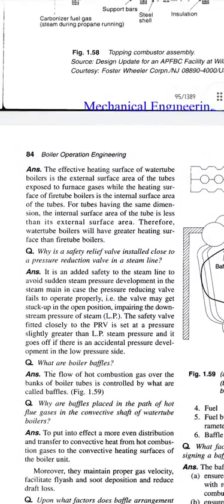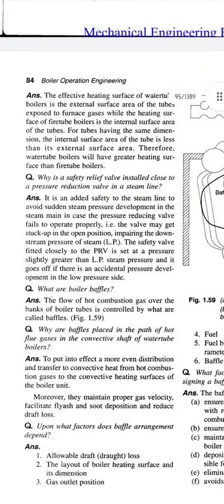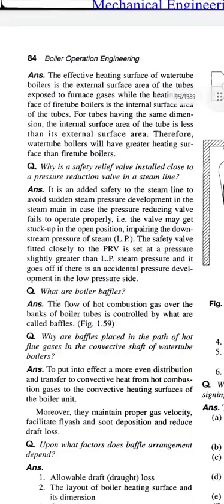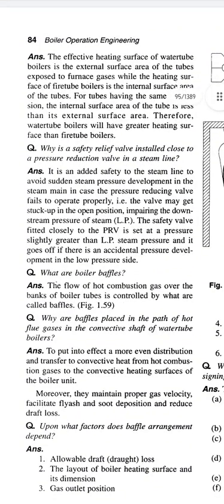So the question: why is a safety relief valve installed close to a pressure reduction valve in a steam line? It is an added safety to the steam line to avoid sudden steam pressure development in the steam main. In case the pressure reducing valve fails to operate properly, meaning the valve may get stuck in the open position, impairing the downstream pressure of the LP steam.